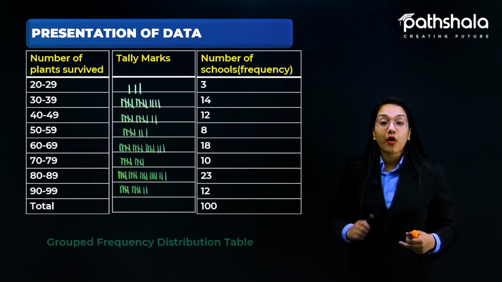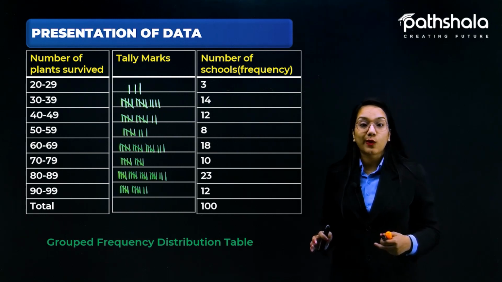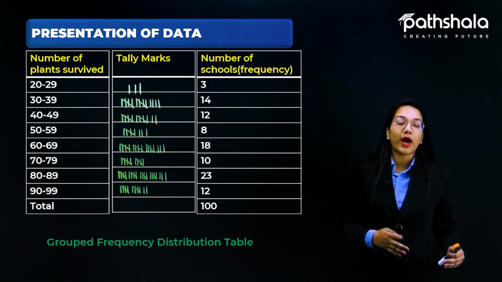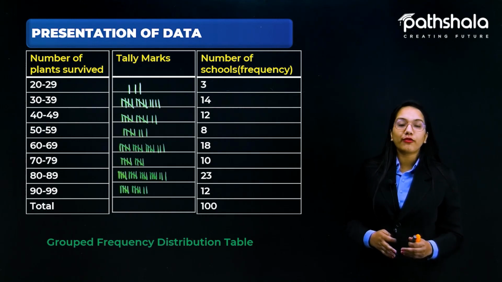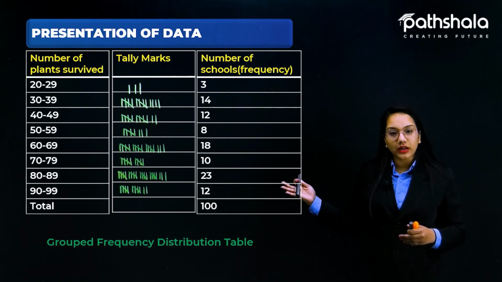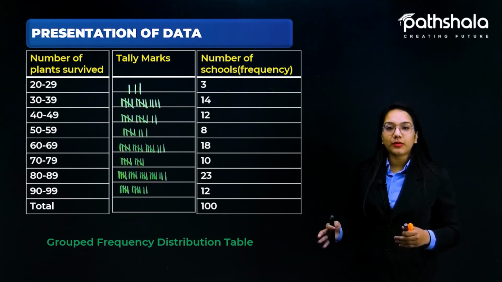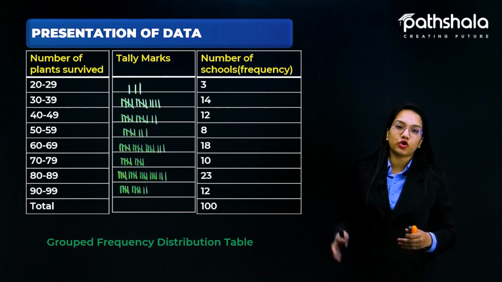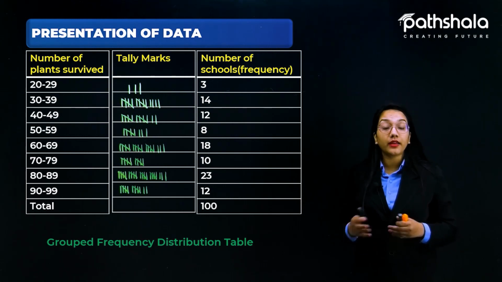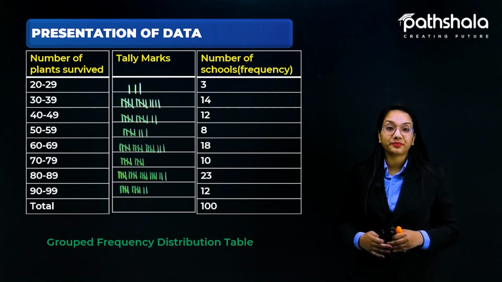Such a type of presentation of data is called a grouped frequency distribution table. Why is it called grouped? Because we are forming groups of the data here as class intervals. So this is called the grouped frequency distribution table, and it is another way to represent data.